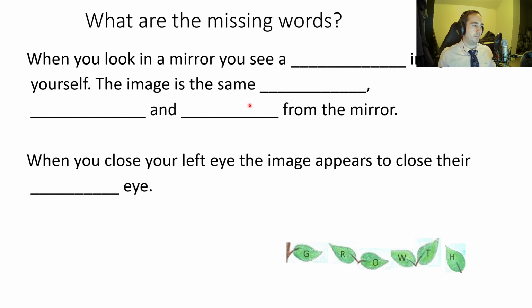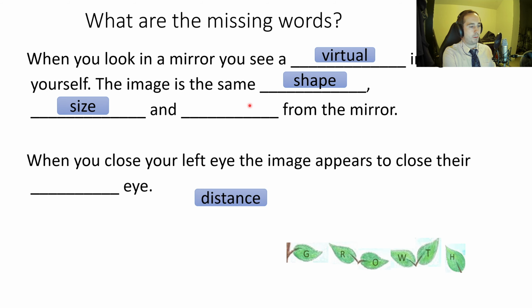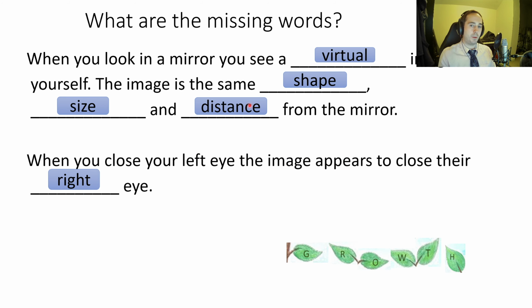Now, we will skip past this because I want to go on to a practical. So I'll read it out. When you look in the mirror, you see a virtual image. This image is the same shape, size, and distance that you are from the mirror. And when you close your left eye, the image appears to close their right eye.